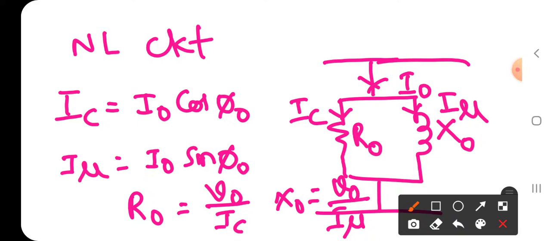This is how I got the no load circuit parameters as well as the constant loss of the transformer from the open circuit test. Now let us see the SC test, that is, the short circuit test.